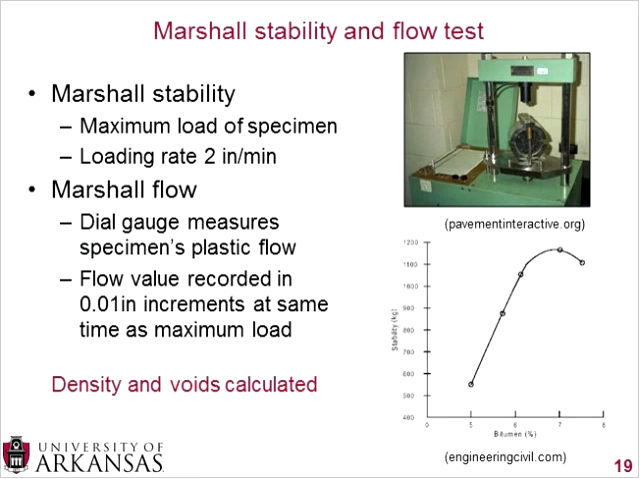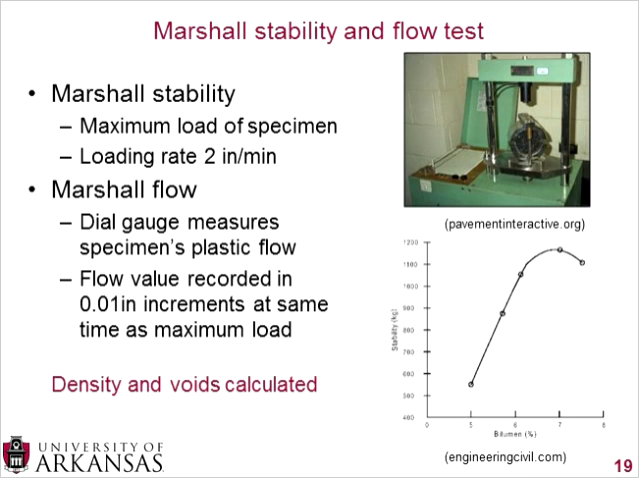Here's a small picture of your Marshall stability test. So there's a load frame, and you have 2 metal platens, one that fits on top of the sample and one that fits on bottom, and you push down on that sample at a loading rate of 2 inches per minute. And then in the lower right-hand corner, you measure the stability, which in this graph is in kilograms, and I apologize, it's a little blurry.